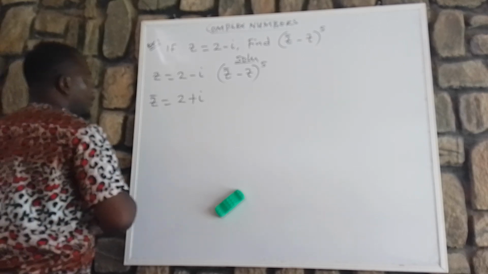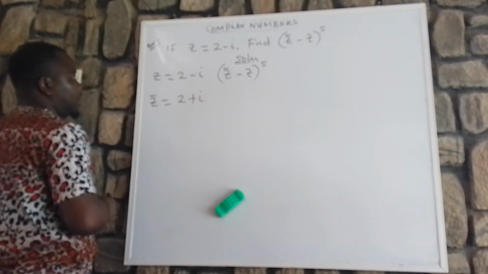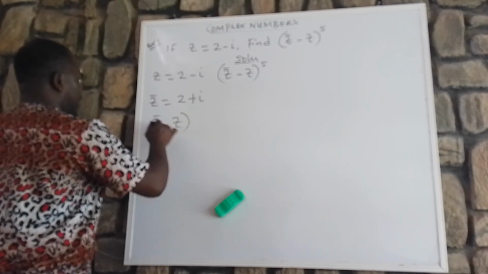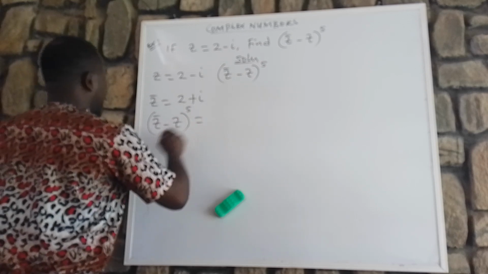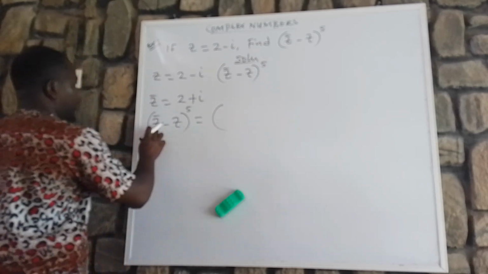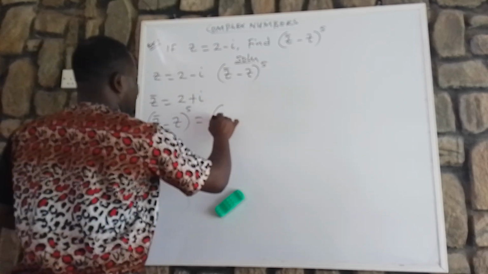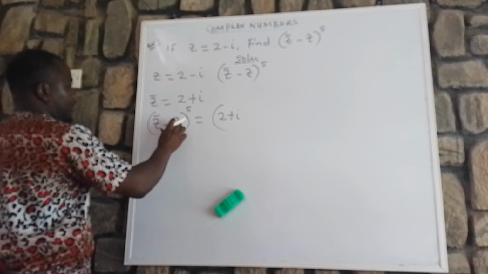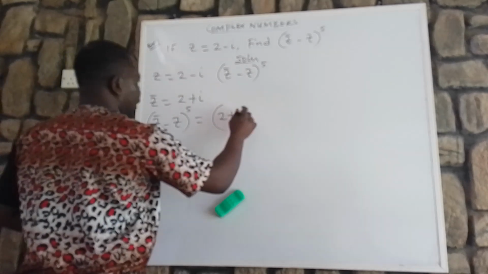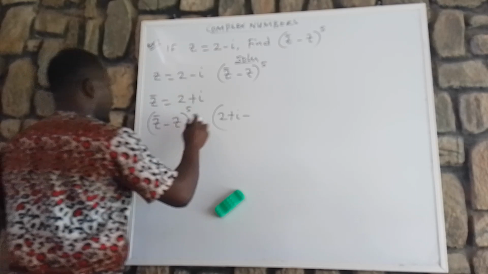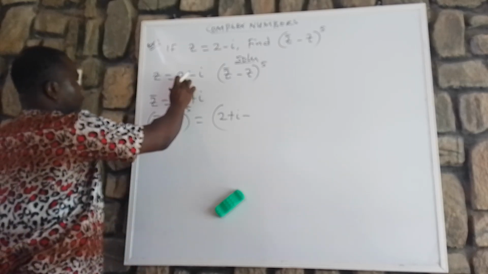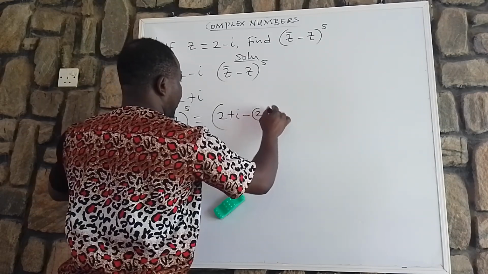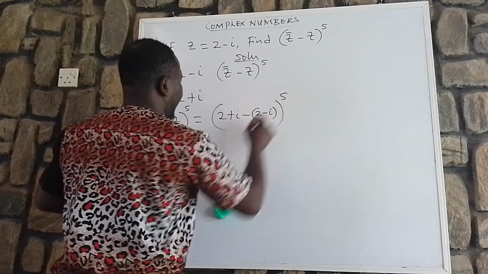So now, we'll substitute this into the bracket. That is z conjugate minus z all in bracket raised to the power of 5. This is equals to, your z conjugate is 2 plus i, then a minus. Our z is this, 2 minus i. Make sure you put bracket because the bracket will affect the sign of 2 minus i. So minus your z, which is 2 minus i, all in bracket raised to the power of 5.